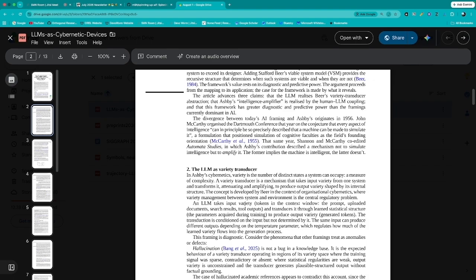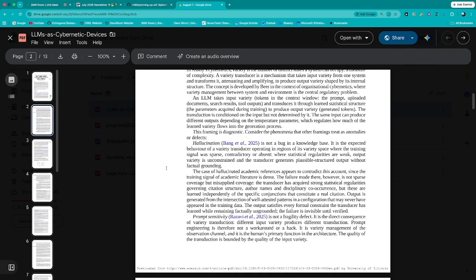A large language model takes input variety, in this case tokens in a context window: the prompt, uploaded documents, search results, tool outputs. It transduces it through learned statistical structure, the parameters acquired during training, to produce output variety in the generated tokens. The transduction is conditioned on the input but not determined by it. The same input can produce different outputs, depending on the temperature parameter, which regulates how much of the learned variety flows into the generation process.